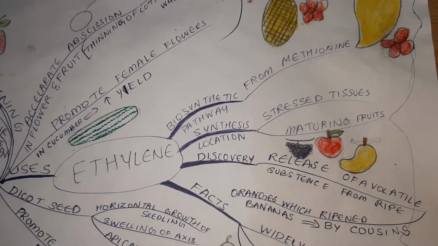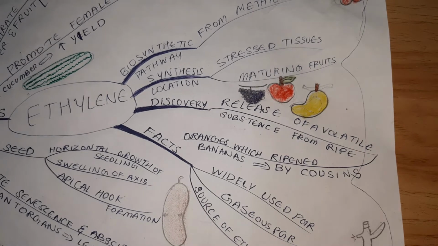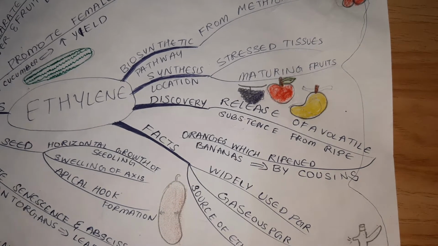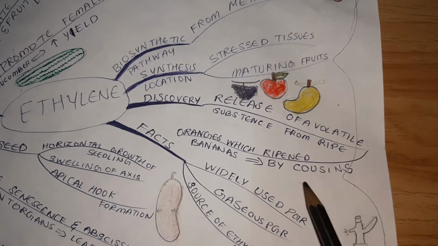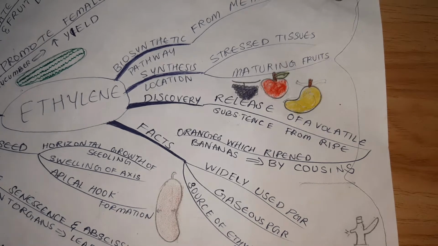Talking about the discovery. When was it discovered, and how? The release of a volatile substance from ripe oranges ripened bananas. When ripe oranges were put together with unripe bananas, the unripe bananas also got ripe. This was performed by Cousins. This is the name of a person, and he performed these experiments. He reached the conclusion that something was produced by oranges, and this helped in the promotion of ripeness of bananas. This was nothing but the hormone ethylene.